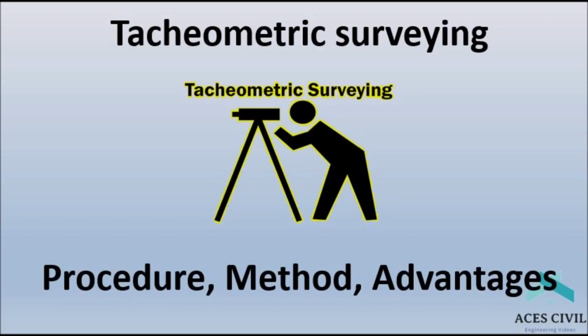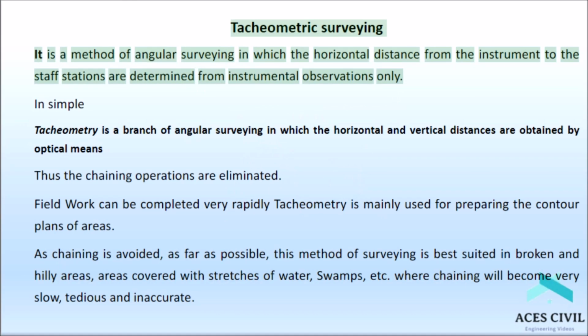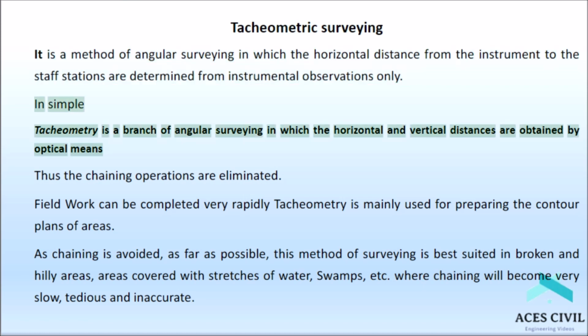In this video, we will study about tacheometric surveying, its procedure, instruments, advantages and disadvantages. Tacheometric surveying is a method of angular surveying in which the horizontal distance from the instrument to the staff stations are determined from instrumental observations only. In simple terms, tacheometry is a branch of angular surveying in which the horizontal and vertical distances are obtained by optical means. Thus the chaining operations are eliminated.